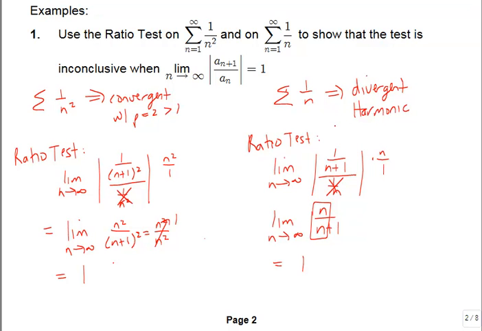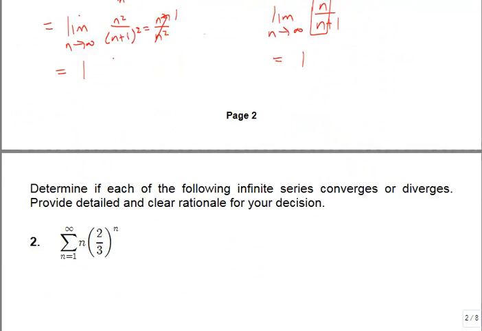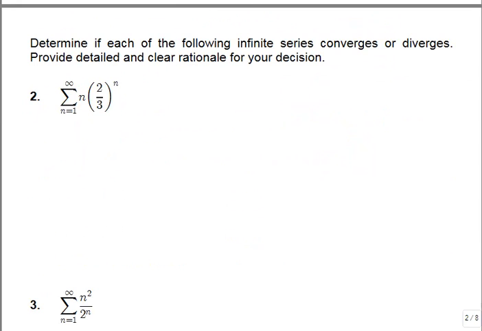It could be either convergent or divergent. You'd have to pull out some other test and try to figure out whether it converges or diverges using some other technique. So let's determine if each of the following infinite series converges or diverges, and we're going to provide detailed and clear rationale for our decision.